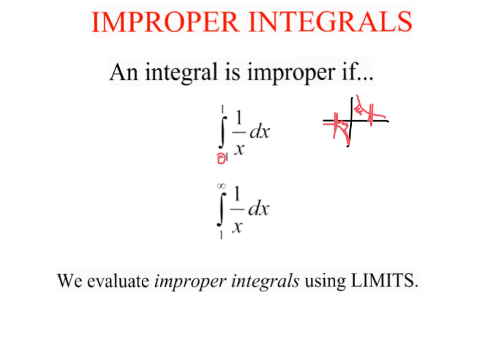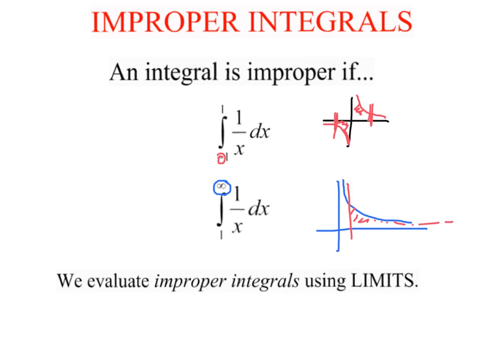The other, which is probably more obvious to see right away, is an infinite bound. What this is saying is I have a graph, 1 over x, and I'm finding the area from 1 to infinity. So I'm just finding the area there. What's a little bit different is we evaluate both of them using limits. We say that we're looking for the limit of the area.